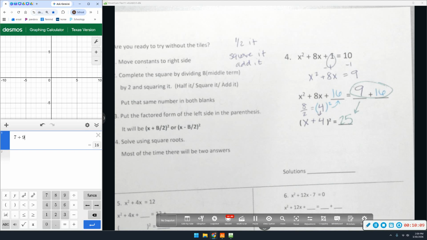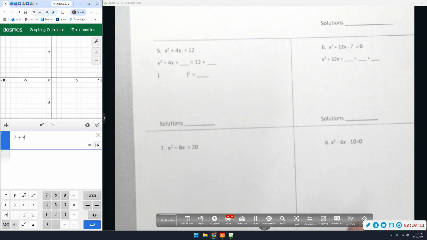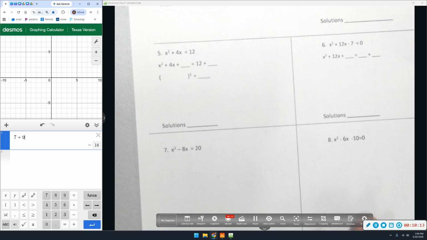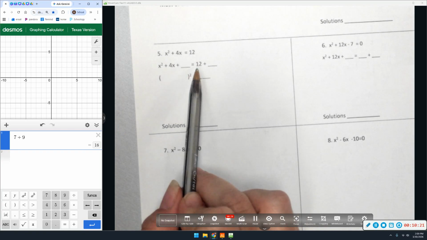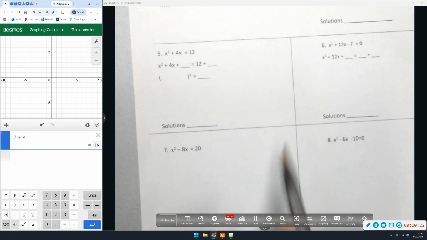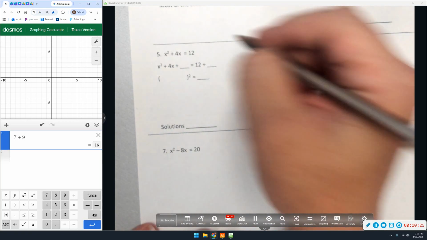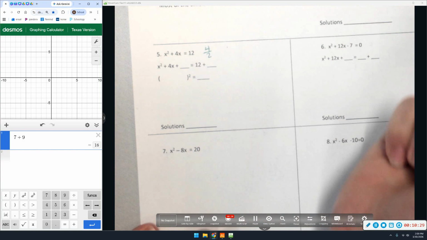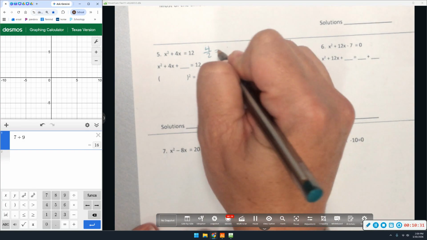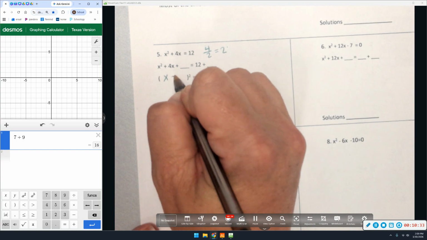Cool? Okay, so let's look at number 5. These go pretty quick. Is this one already set up for us? Yeah. Okay, so I already have my C on the right. Okay, so we have our B term. What's my B term? So what's half of 4? 2. So remember, that's what's going to go here. So x plus 2.